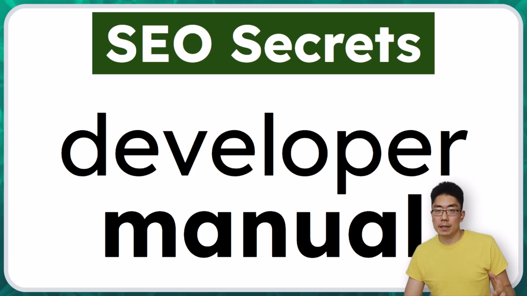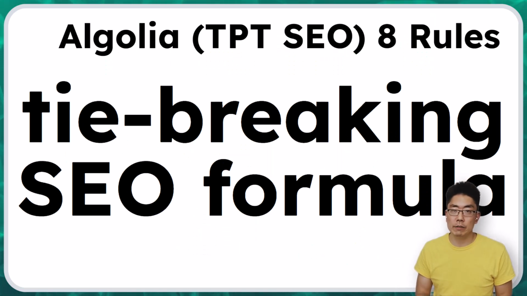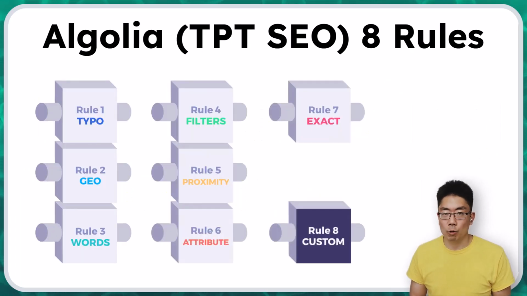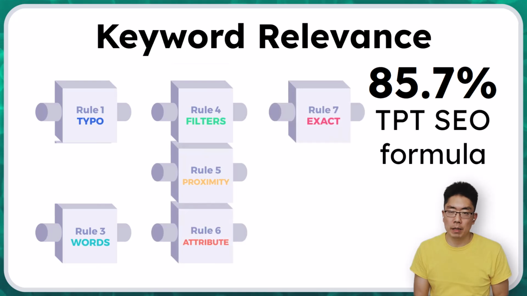I have found the developer manual used by Team TPT to make their search engine. If you've been watching this Sunday series for a while, then you know that Algolia has a tie-breaking SEO formula, and there are 8 default rules, of which only 7 are in play. TPT is not using geolocation, to my knowledge.